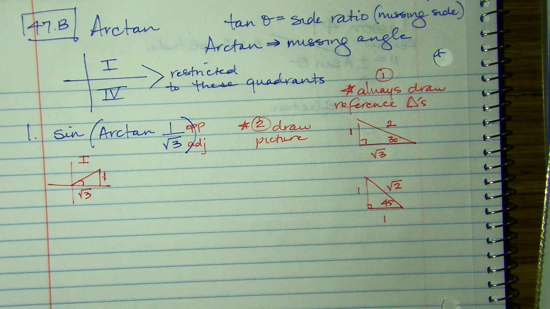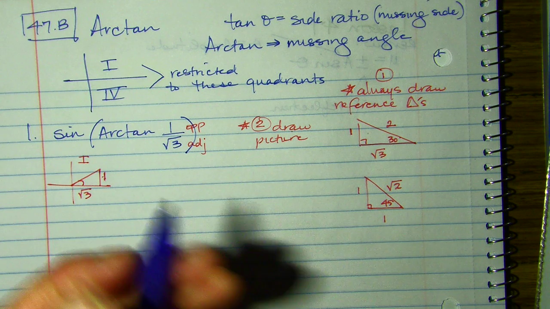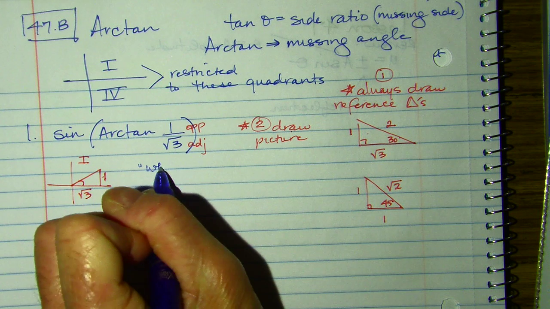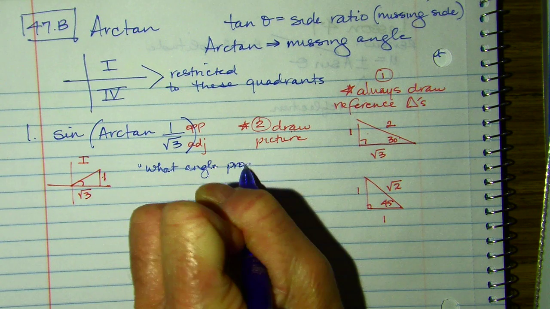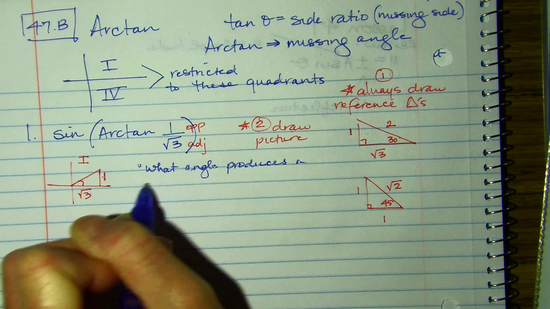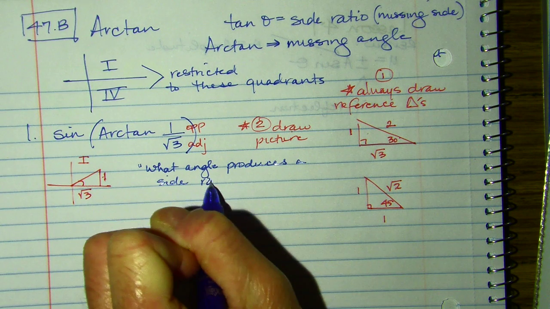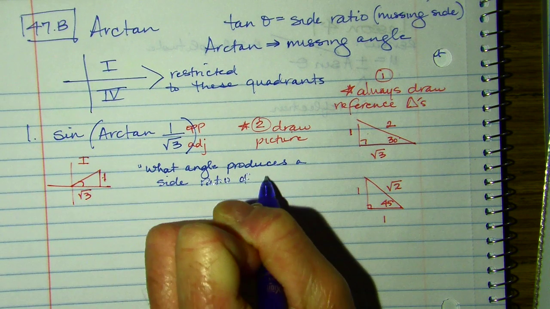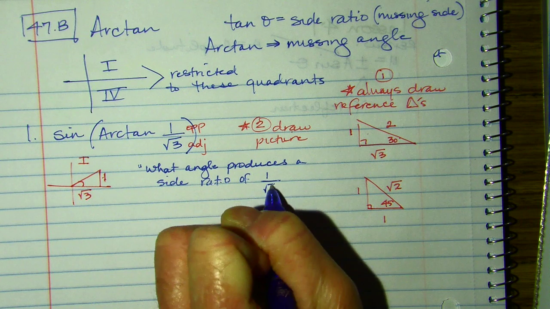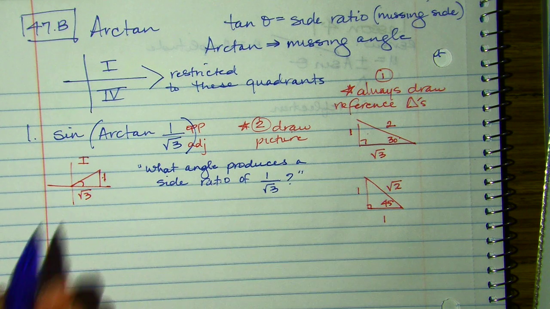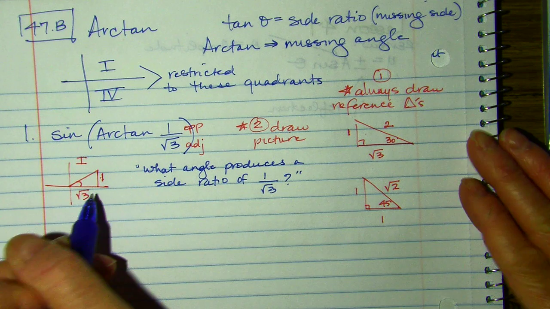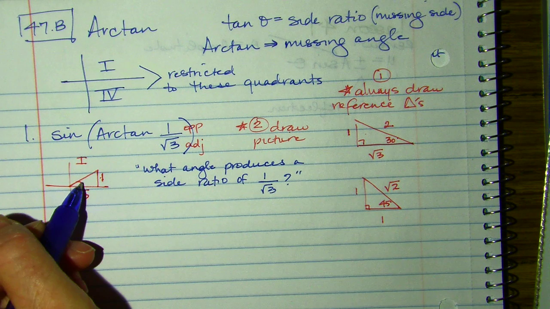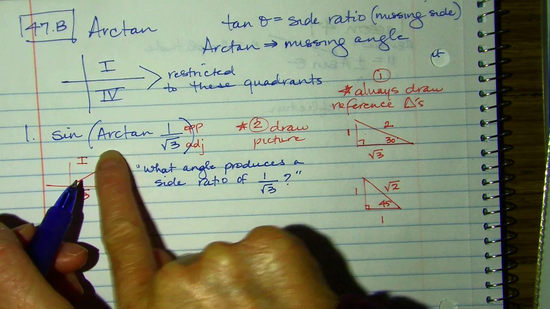So what angle produces that side ratio? So that's what you're asking. What angle produces a side ratio of 1 over root 3? And in this case, if I look at this picture, the 30 degrees. So I know that this is 30 degrees. So the answer to this is 30 degrees.